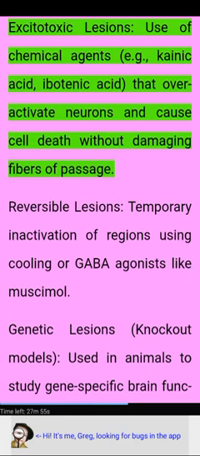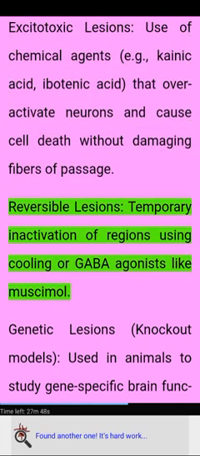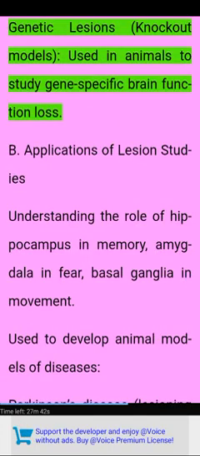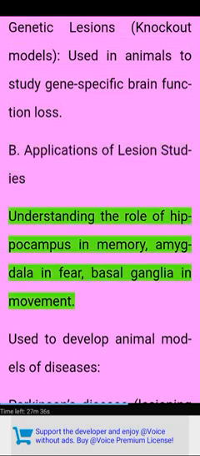Excitotoxic lesions use chemical agents, e.g., kainic acid, ibotenic acid, that overactivate neurons and cause cell death without damaging fibers of passage. Reversible lesions involve temporary inactivation of regions using cooling or GABA agonists like muscimol. Genetic lesions, knockout models, are used in animals to study gene-specific brain function loss. B. Applications of lesion studies.